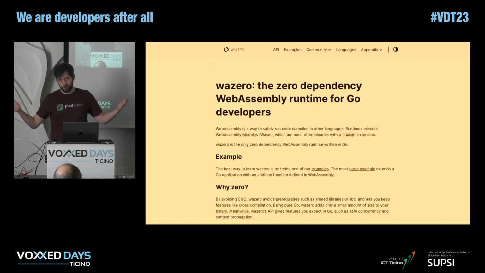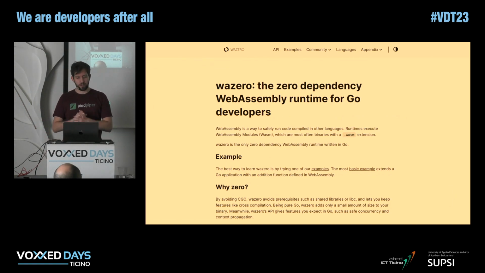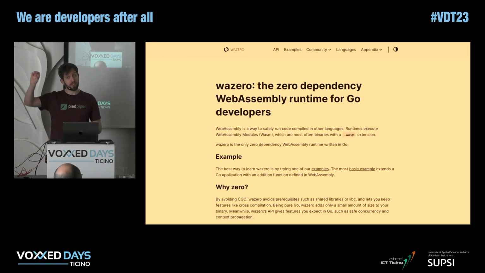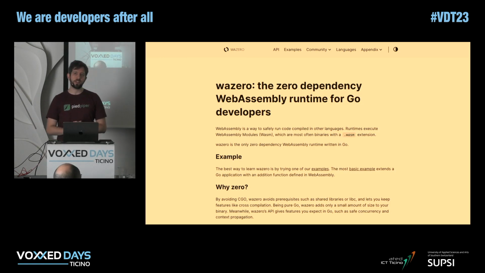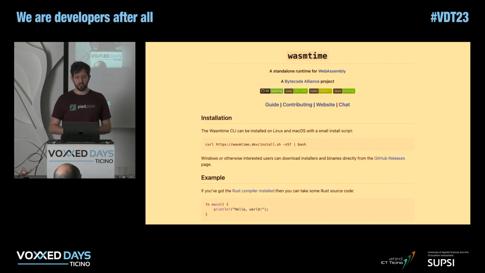Wazero is the project I started to work on, which is a zero-dependency WebAssembly runtime specifically meant for Go, because if you noticed, most of these runtimes are either C, C++, or Rust. There's nothing specifically meant for Go, and Go comes with a set of restrictions that makes it more convenient to have a WebAssembly runtime written in Go. Wasmtime is probably the most famous, and a lot of projects are using it.